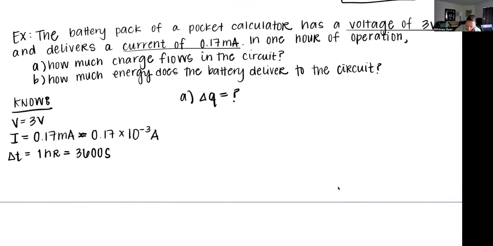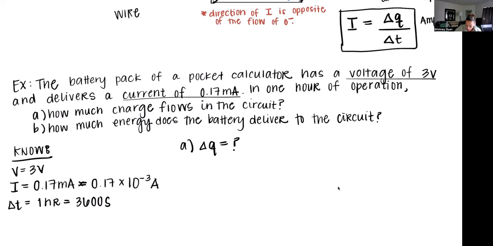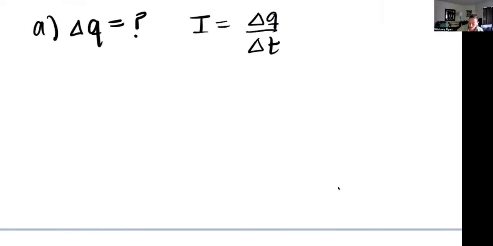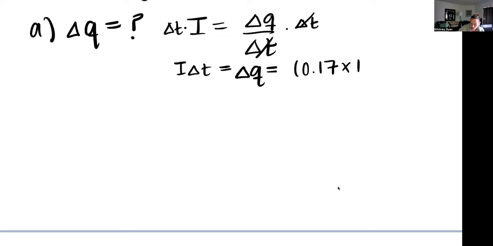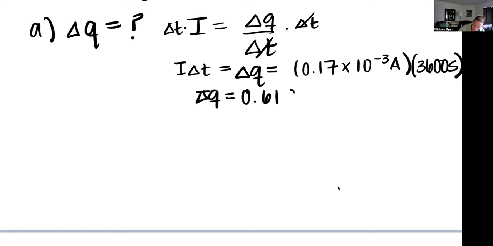All right, so I'm given some information here. I may not need all of it, but the only equation I have in terms of time and charge is I equals delta Q over change in time. If I know the current and the amount of time that passed, I can find how much charge. Multiply both sides by delta T, so I delta T is equal to how much charge passes. So it's 0.17 times 10 to the negative 3 amps times 3600 seconds. I do that and I get that delta Q is 0.61 coulombs.